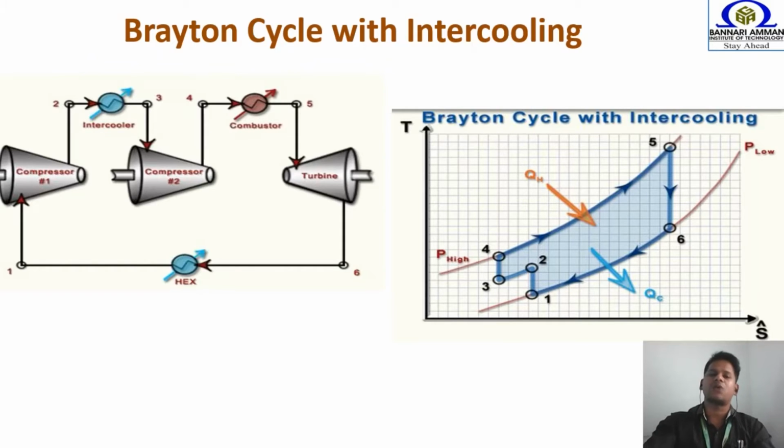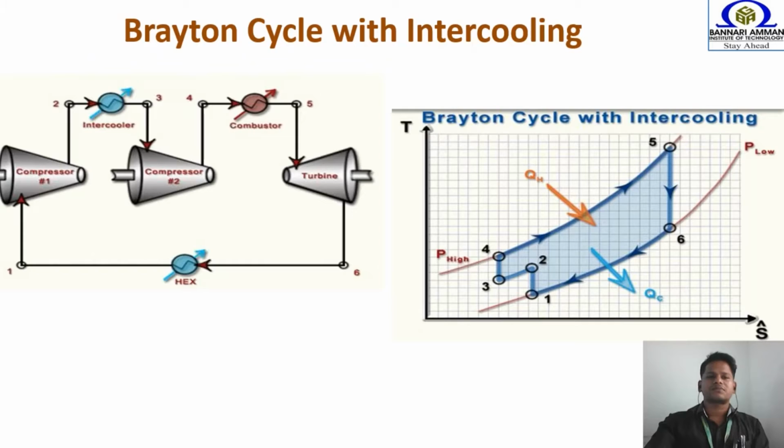Now Brayton suggested a concept called intercooling, which means, for example, if you want to compress the air from 1 bar to 10 bar, let us assume you are spending 10 kilowatt of energy. What Brayton suggested: instead of going for a compressor which compresses from 1 bar to 10 bar, let us go for two compressors. One compresses the air from 1 bar to 5 bar, and the next one compresses the air from 5 bar to 10 bar.